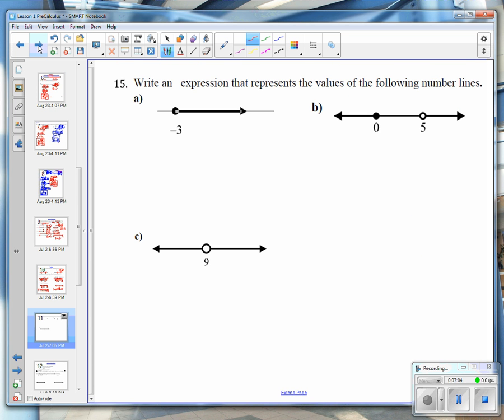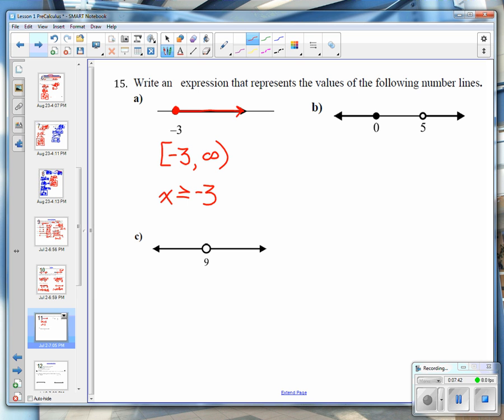Next one is, again, just kind of working a little bit backwards, and then that's going to be it for this little lesson. Write an expression that represents the values of the following number lines. So again, just pay attention, guys, to those closed circles and open circles. So this one's a closed one, so we know that it can be equal to negative 3. So if I want to do that in different ways, I've got negative 3, and then all the way up to infinity. It also says write an expression, so we want to use an inequality here. We basically know that x has to be bigger than or equal to negative 3. So x needs to be greater than or equal to negative 3.